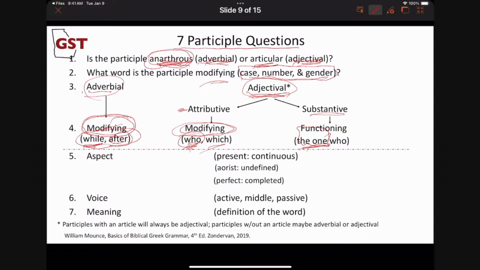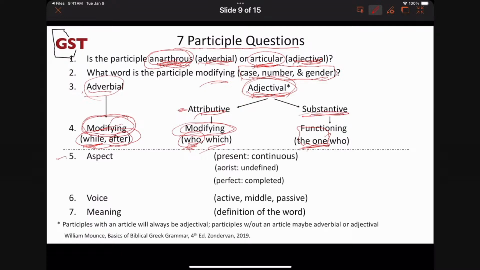Adverbial is going to typically be anarthrous, without an article. Articular, or adjectival, will be articular, and it is most likely then functioning adjectivally, either attributing to a noun or a pronoun, or standing in as a noun as a substantive.